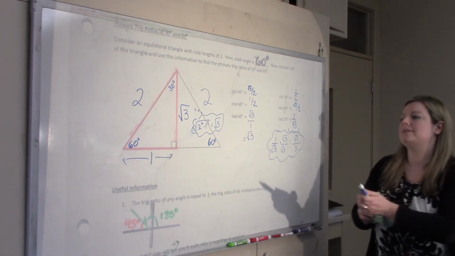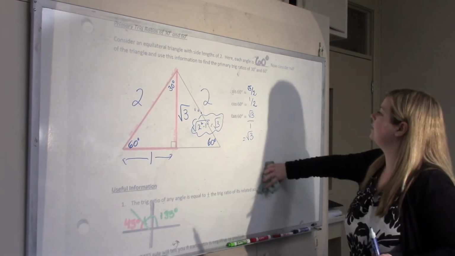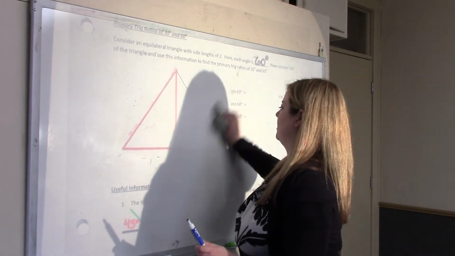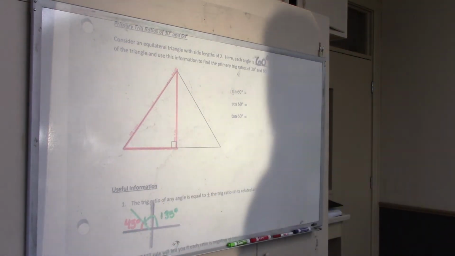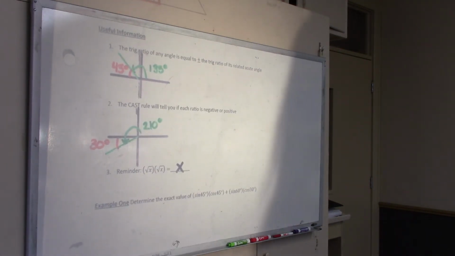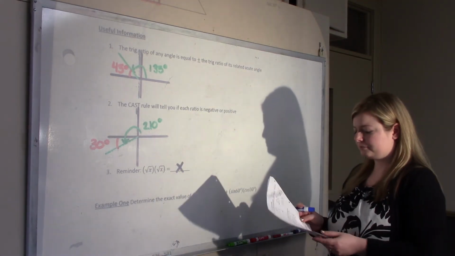Okay, so you need to understand how this special triangle was created, and then after you've created the special triangle, how you come up with those trig ratios. Okay, now we have a few more bits of useful information before we get on to our examples. So this is kind of a review from earlier.